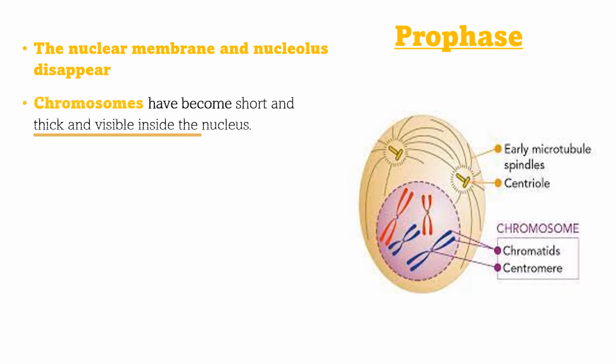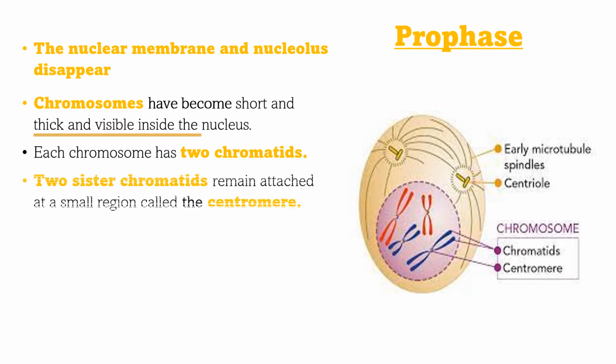Then the next point, chromosomes have become short and thick and visible inside the nucleus. Chromosomes are short and thick. The next point, each chromosome has two chromatids. That also we can see in this picture. Two chromatids are there in each chromosome. Then the next point, the two sister chromatids remain attached at a particular region called the centromere.